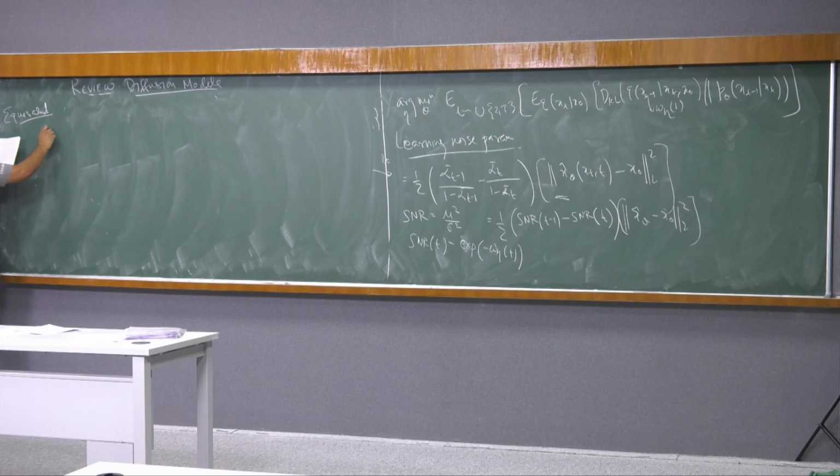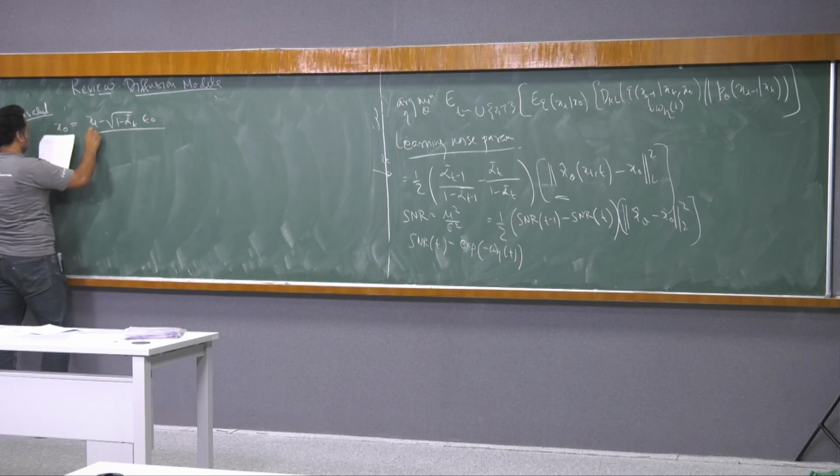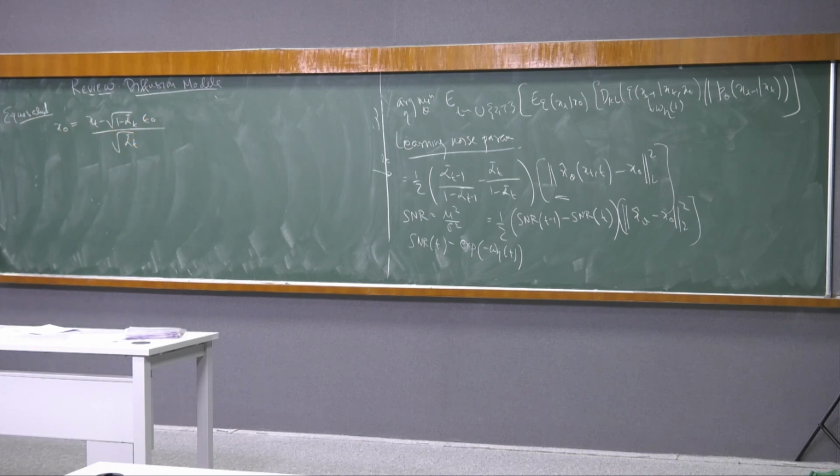So another way is that I see x0 as (xt minus square root of 1 minus alpha bar t times epsilon naught) divided by square root of alpha bar t. So the way you see x0 gives you different interpretations. The papers that followed try to write x0 in different ways. We will see one more way.